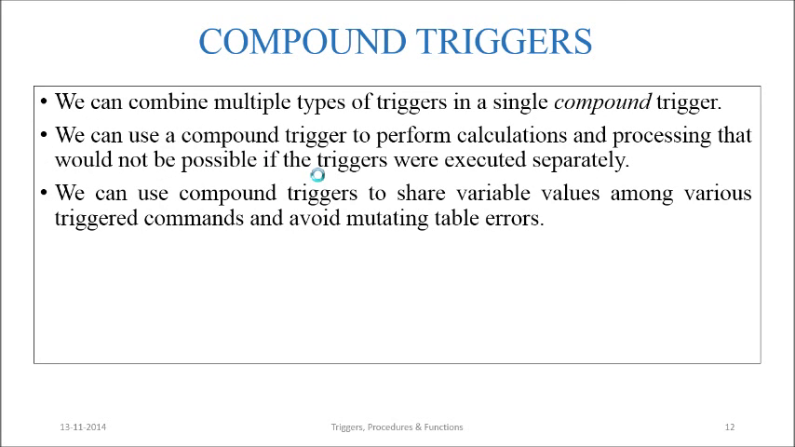Next are the compound triggers. Oracle 11g lets us combine multiple types of triggers in a single compound trigger. We can use a compound trigger to perform calculations and processing that would not be possible if the triggers were executed separately. We can also use compound triggers to share variable values among various triggering commands and avoid mutating table errors.